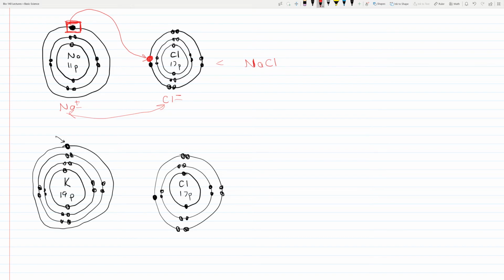Cl is going to want to add 1 here, and potassium is going to want to give that up. So chlorine is going to steal this, and it's going to put it right there, and it's going to make our Cl negative. It's going to make our potassium positive, and what we're going to get is KCl, potassium chloride. Okay, that's an ionic bond.